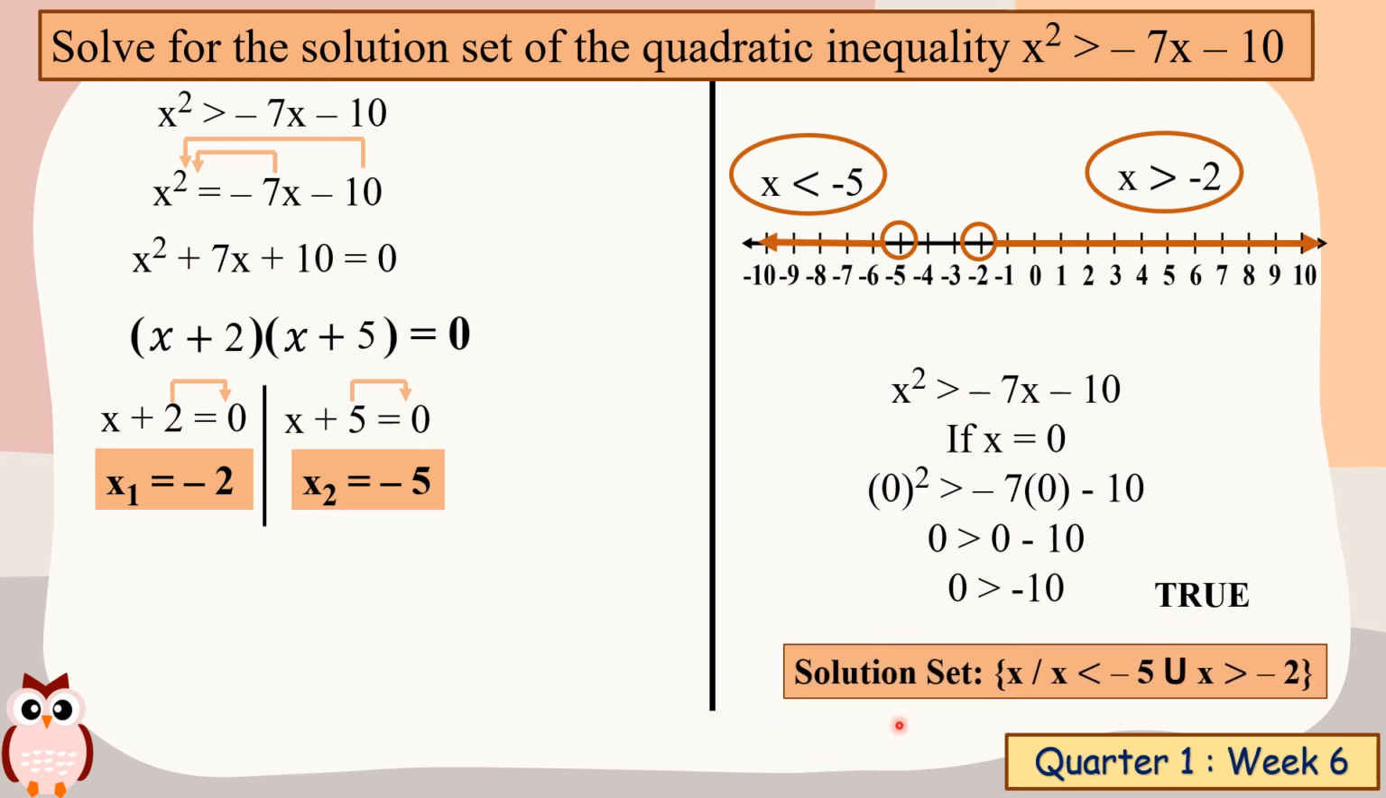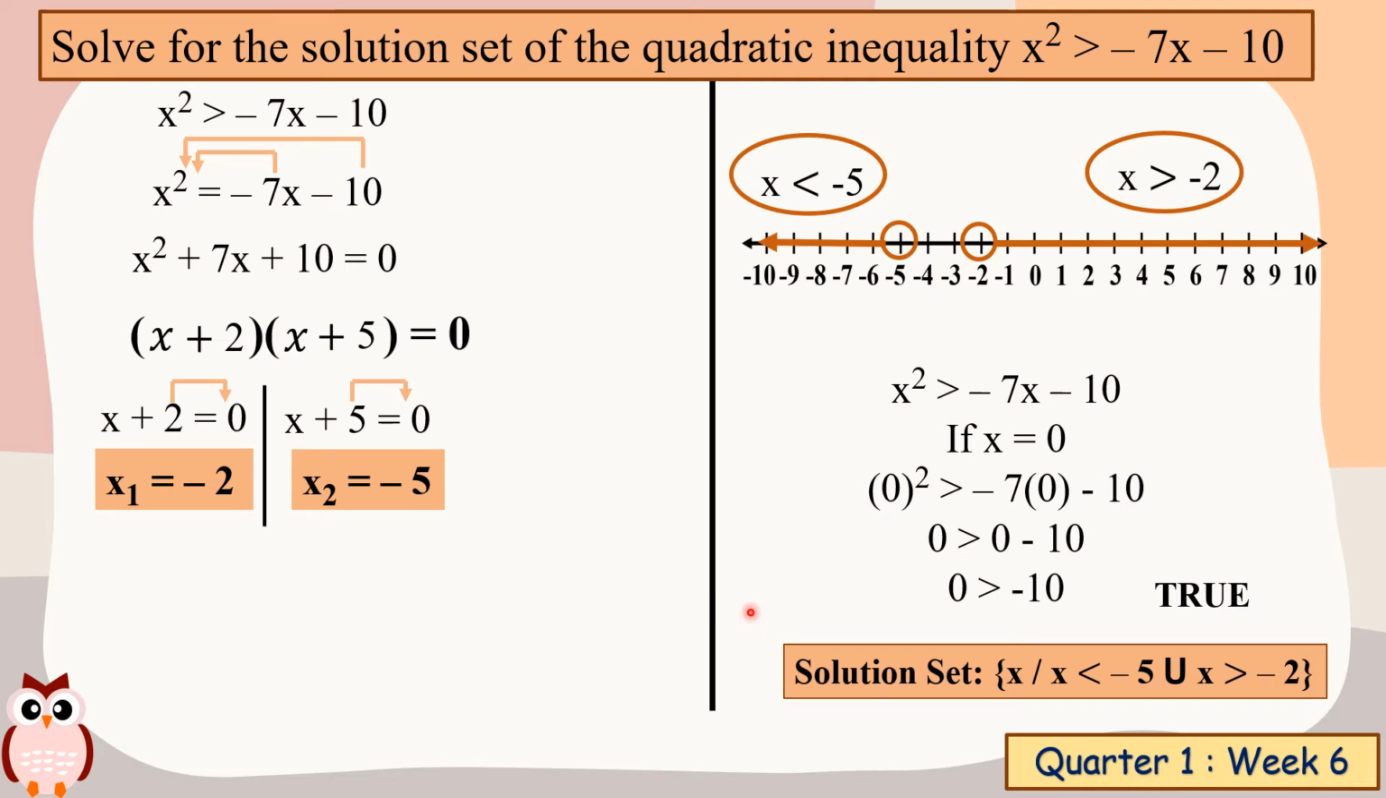And to write, we have here x such that x, you copy here, is less than -5, union with the values of x that is greater than -2. So that is on how we're going to solve quadratic inequalities.